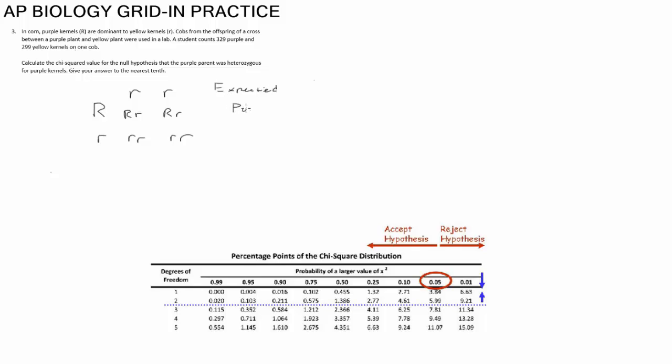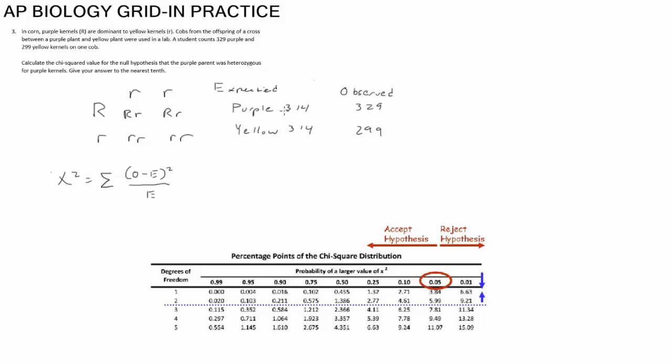So the expected is purple, 314, and yellow, 314. Now the observed was purple 329 and yellow 299. So now we're ready to actually do the chi-square, and chi-square is equal to the sum of observed minus expected quantity squared over expected.